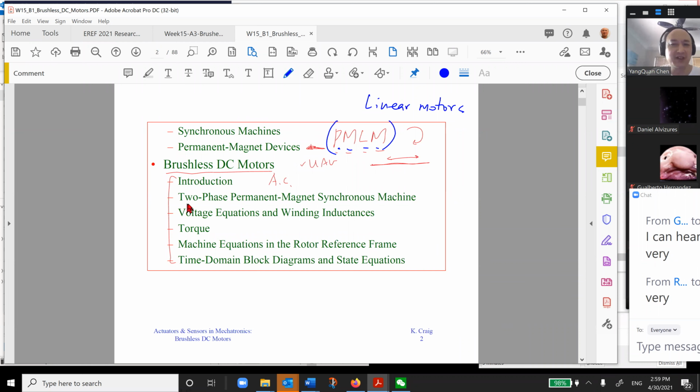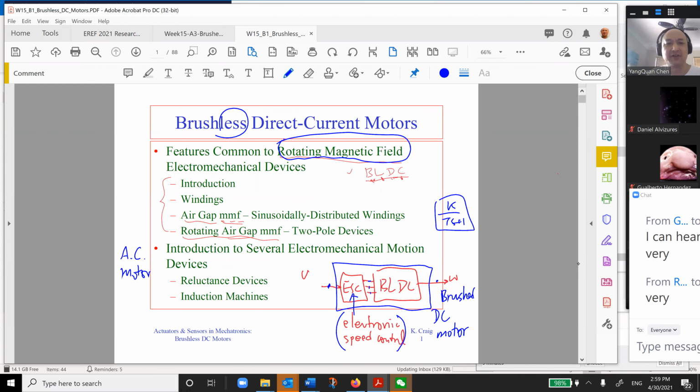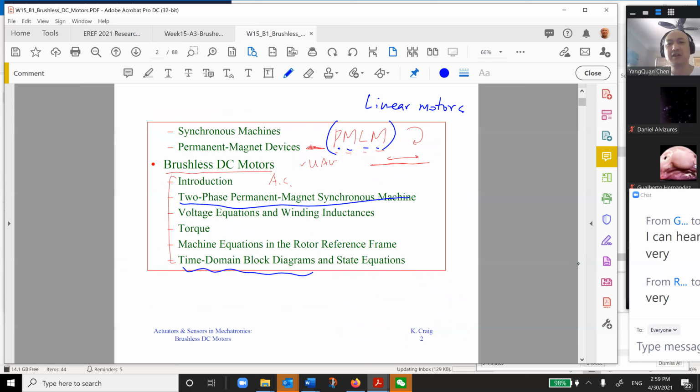So we start with a very simple 2-phase permanent magnet synchronous motor. Then we check the voltage equation, check the torque, and then time domain block diagrams. You will see it's different to this, okay? This is a very simplified version. All right, so let's begin.